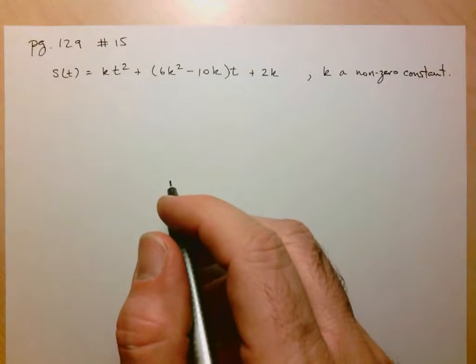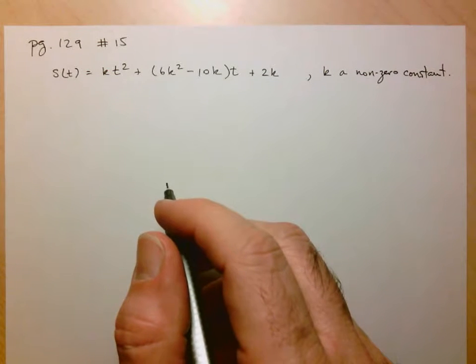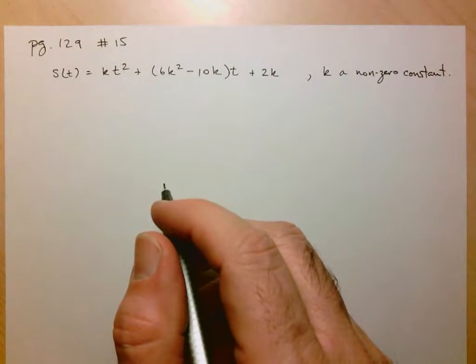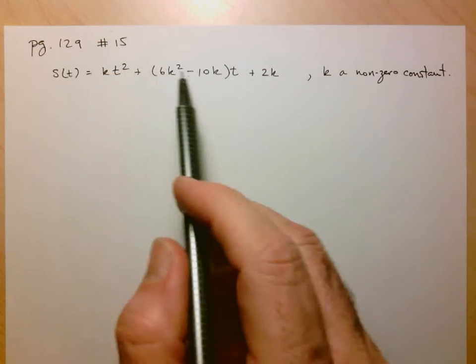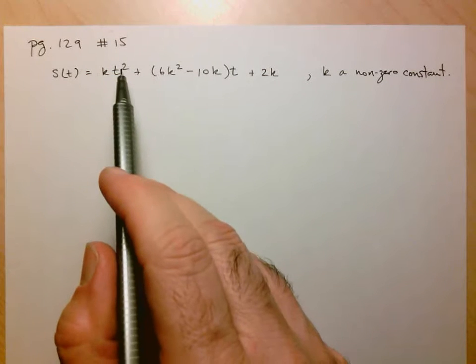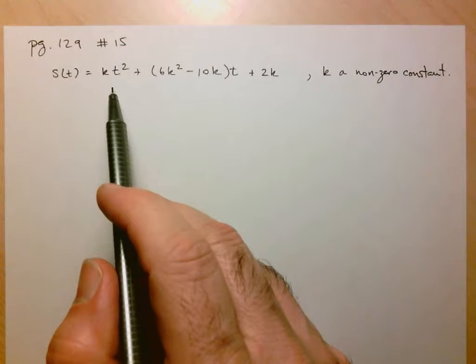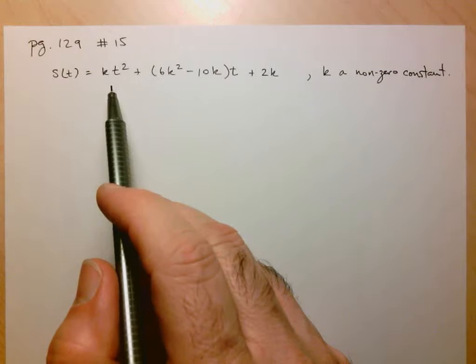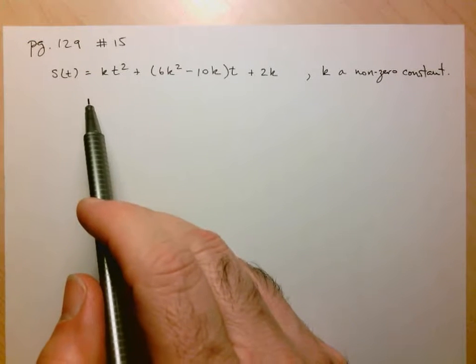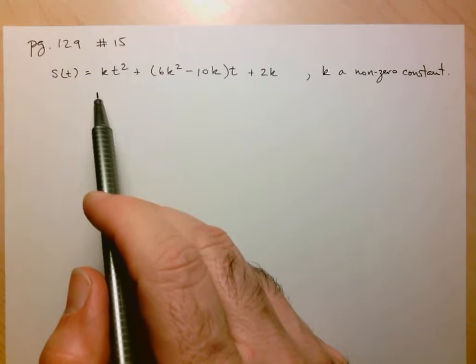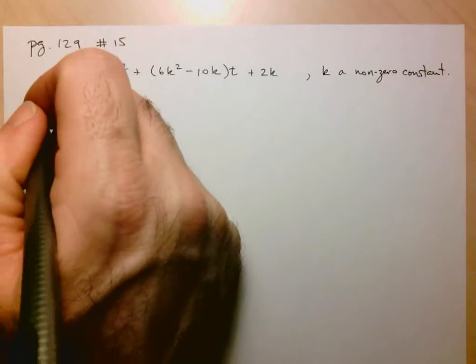Okay, so part A asks us to show that the acceleration is constant. By this point, we realize that we've got a polynomial function, a quadratic. So when I take the derivative, I get a linear, which is going to be the velocity. Then when I take the derivative of a linear function, which will be the acceleration, I should get just a constant. Okay, so let's check that out.